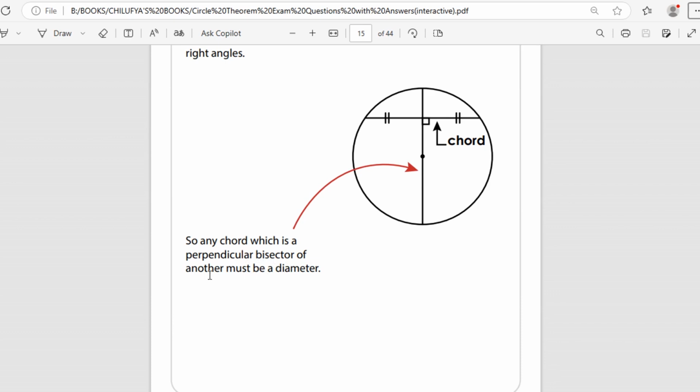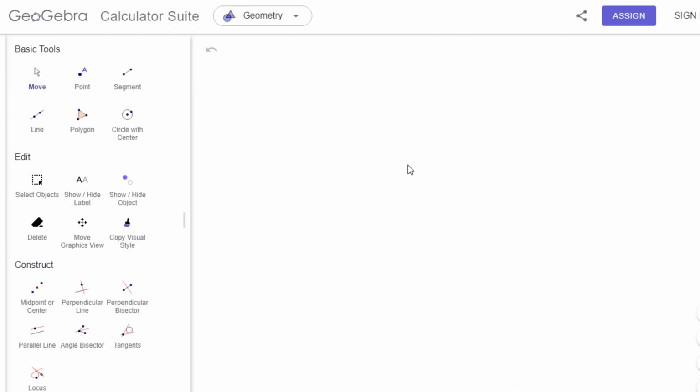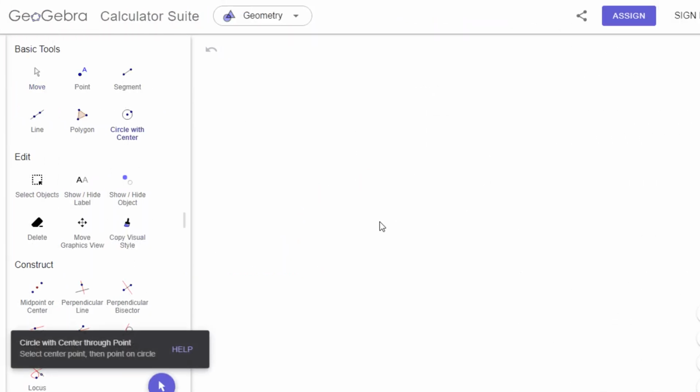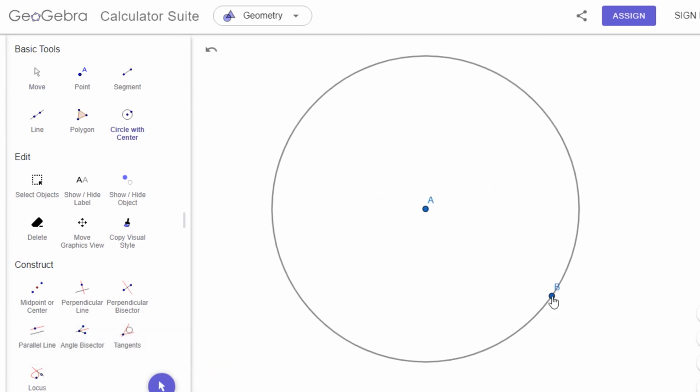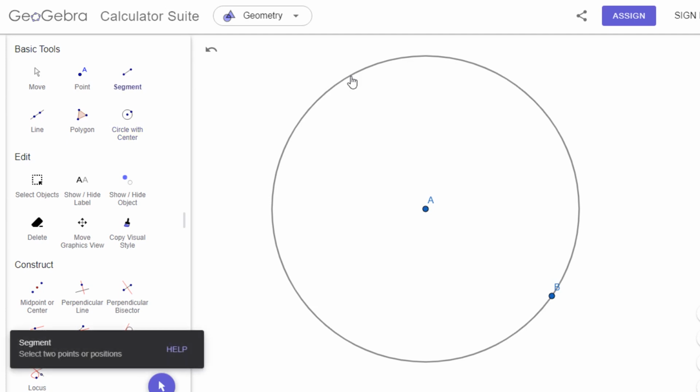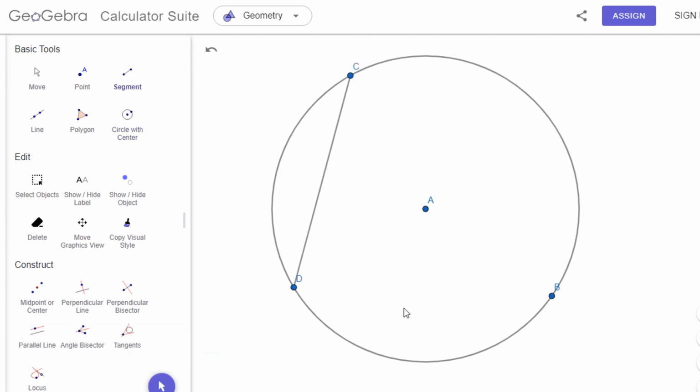By this, what they mean is that the diameter is also a chord. So if we have two chords and one bisects the other, that means that the one bisecting the other chord must be the diameter. Okay, let us create our circle. So this is our circle like so. So now that we have created a circle, let us add a chord. Okay, so this is our chord right here.